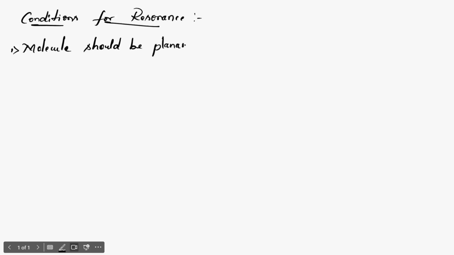Conditions for resonance. First one is the molecule should be planar. That means all the atoms in the molecule should be in the same plane. And the second one is there should be a conjugated system.